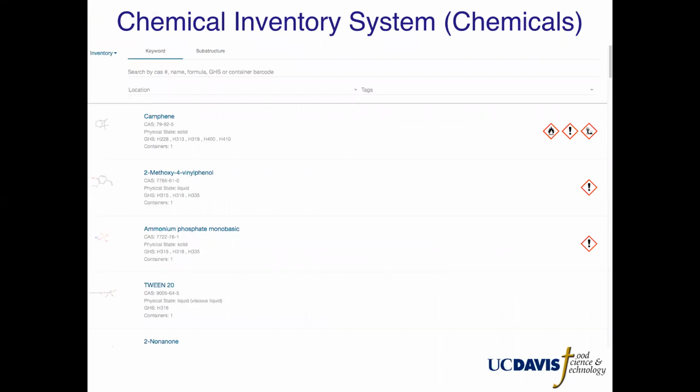Chemicals is the online tool for the lab's chemical inventory. It can be accessed through the ehs.ucop.edu site referenced earlier. The chemical inventory will show you the name, location, and hazards of the chemicals in the laboratory.